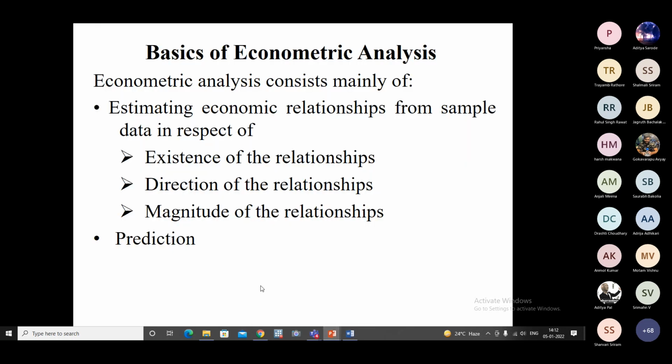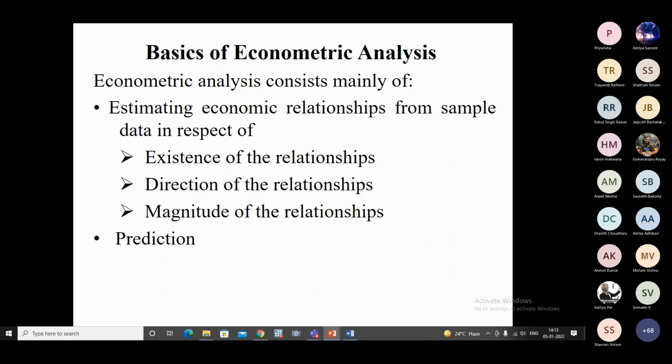So we basically focus on three aspects. One is existence of the relationships. Second one is the direction of relationships, and the third one is the magnitude. Now, what about existence of relationships?